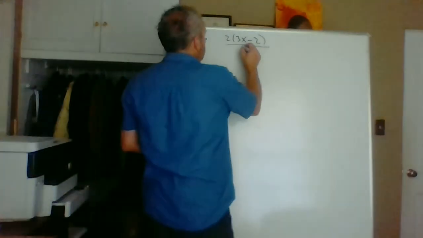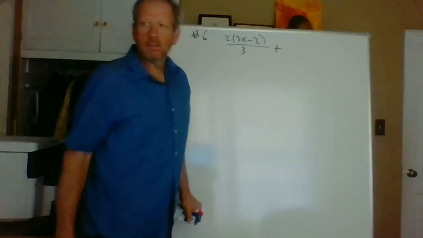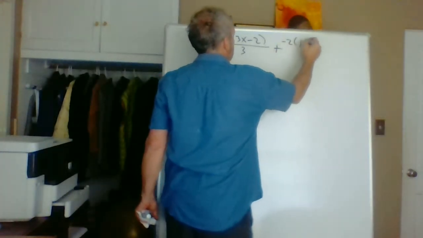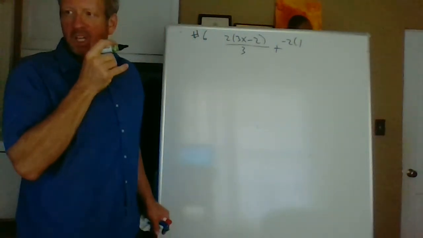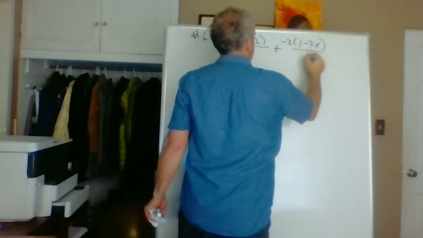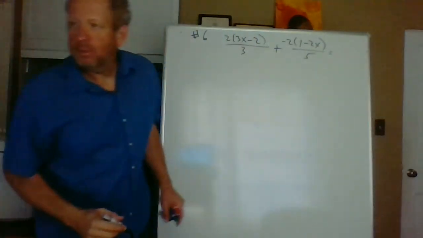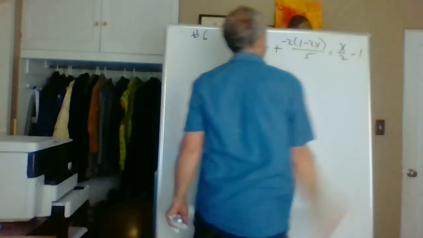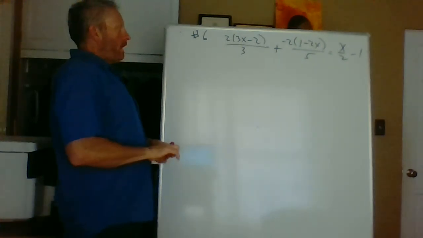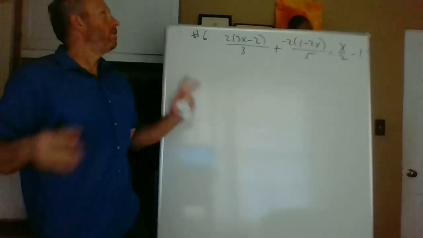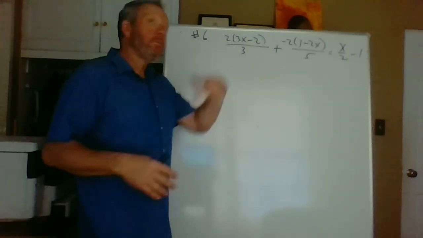Divided by 3 plus negative 2, 1 minus 2x divided by 5 equals x over 2 minus 1. Okay. One of my favorites. Why? There's a lot of work to do. And you demonstrate that you have all the skills in place that you need to have in place to move on ahead.